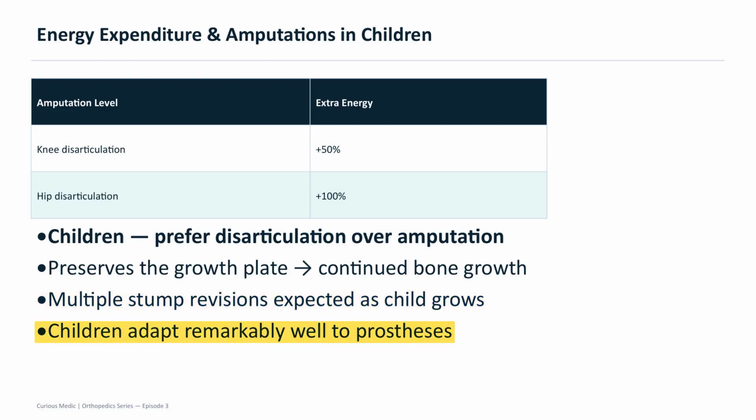And third, children adapt remarkably well to prostheses. Unlike adults, who often struggle with the psychological and functional adjustment, children are flexible and resilient. They redesign their lives and activities around the device and often achieve very high levels of function. The long-term prognosis for a well-managed amputation in a child is actually quite good.